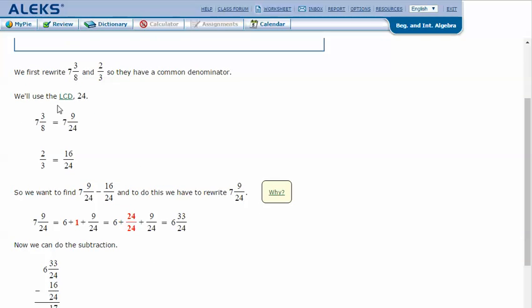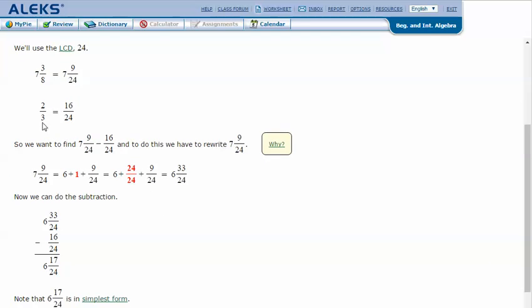And so for the least common denominator, we've got 24. And so 8 times 3 is 24, so I have to take the 3 times 3. 3 times 3 is 9. And so this becomes 7 9/24. With 2/3, 3 times 8 is 24, so I have to take the 2 times 8, which is 16.